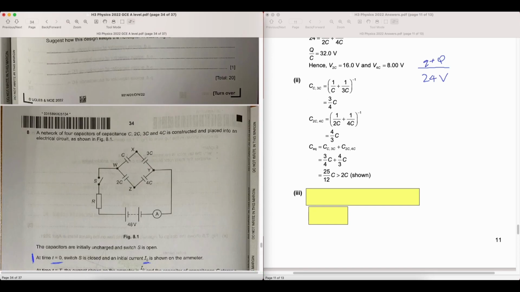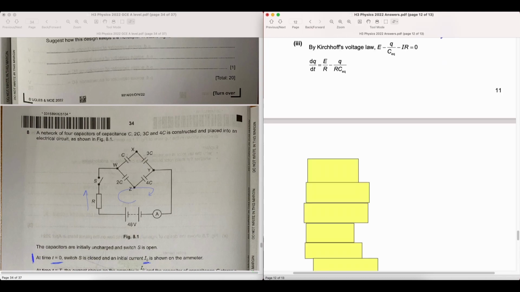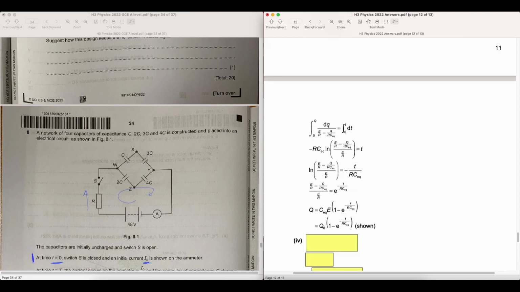Now we're actually going to apply Kirchhoff's laws on this circuit, which is my preferred way of analyzing circuits, and it will give us the following expression. E is the EMF of the battery, Q over C equivalent is the voltage across the equivalent capacitors, and IR is the voltage drop across the resistor. Now I is equal to dQ over dt, so rearranging that gives us this. Now just follow the standard way to solve first order differential equations, and we get the answer.